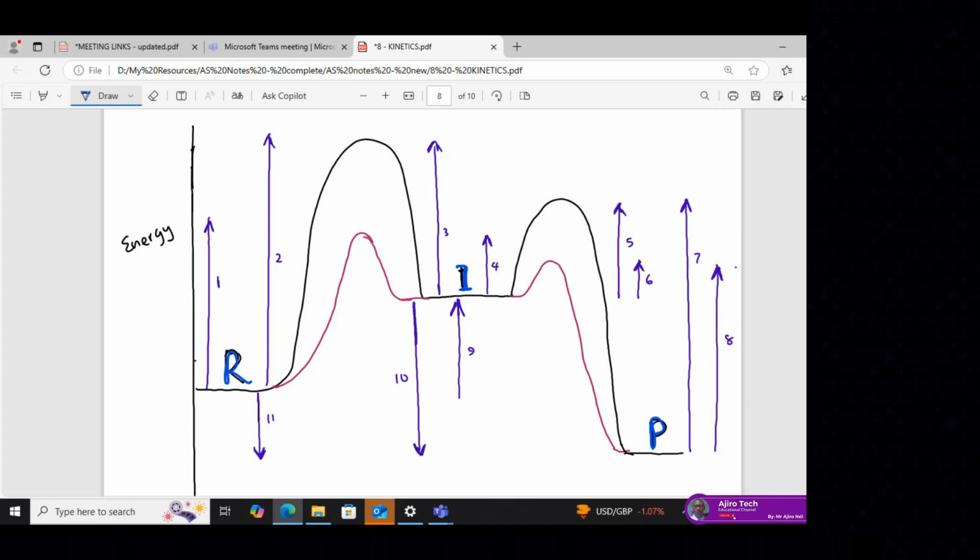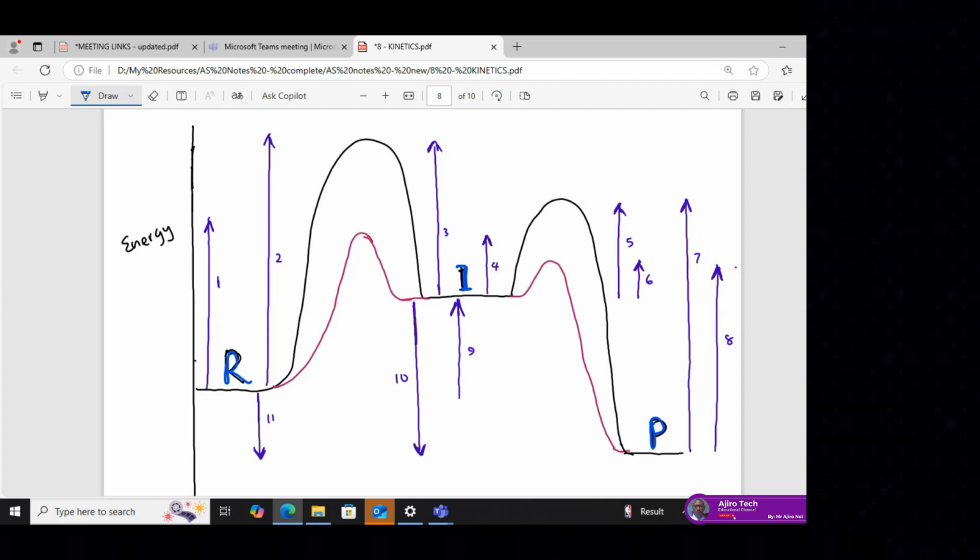Now again, EA catalyzed backward. You are going backward now. For the first step backward, now P to I. That's 8. Catalyzed P to I, that'll be what? That's 8. Now you are talking.